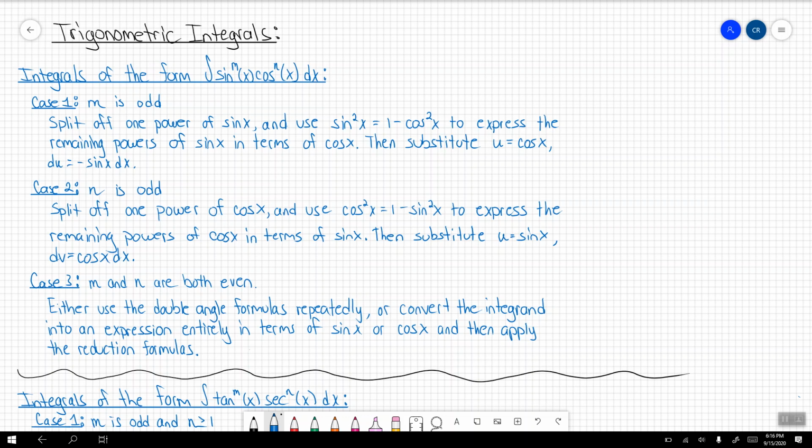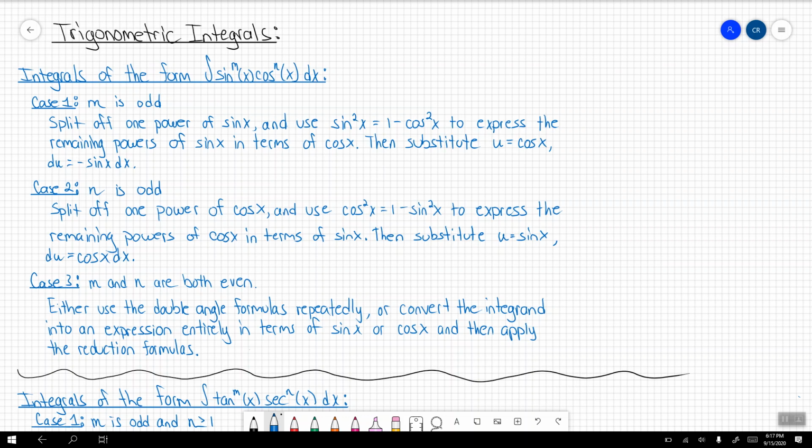Now, case number 2. We are looking at when n is odd, and n being odd is when the power of cosine is odd. In order to evaluate this, we split off one power of cosine, and then we use a similar Pythagorean identity, cosine squared x is equal to 1 minus sine squared x, and we express the remaining powers of cosine of x in terms of sine of x. Then we substitute u is equal to sine of x, and therefore du is going to be equal to cosine of x dx.